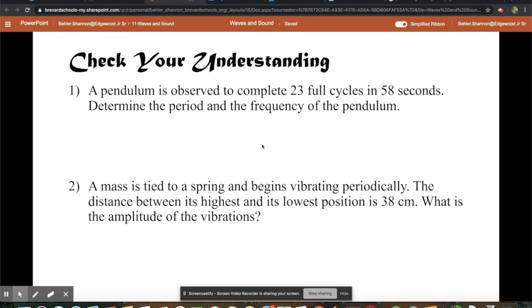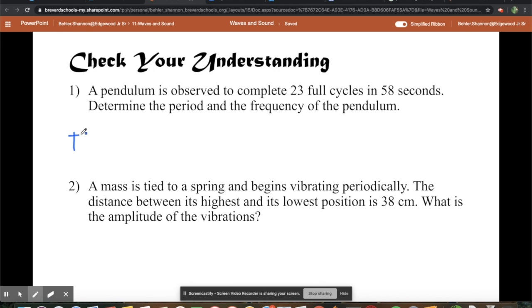All right, and I'd like you to take a second, pause the video, read these questions and try them yourself, and I'm gonna go over them. Okay. So a pendulum is observed to complete 23 full cycles in 58 seconds. So here's the number of cycles, here's the amount of time, determine the period and the frequency.